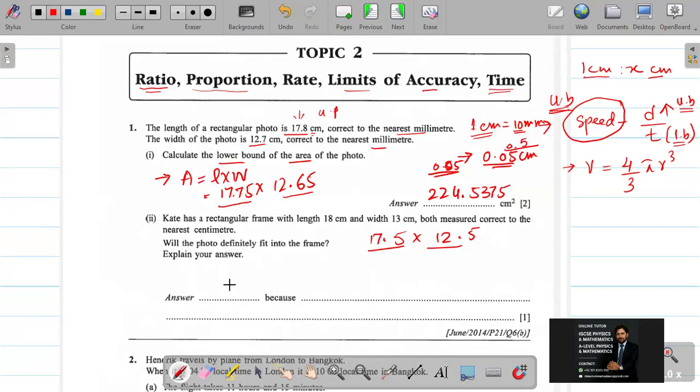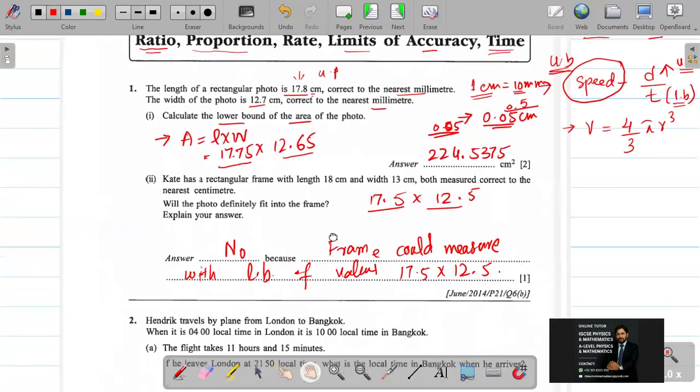Frame could, no, because frame could measure with minimum lower bounds, with the lower bounds of values 17.5 multiplied 12.5, which is smaller than the photo area over there. I think so you have got it according to this limits of accuracy question over there.